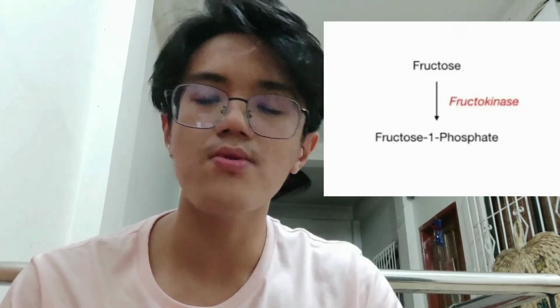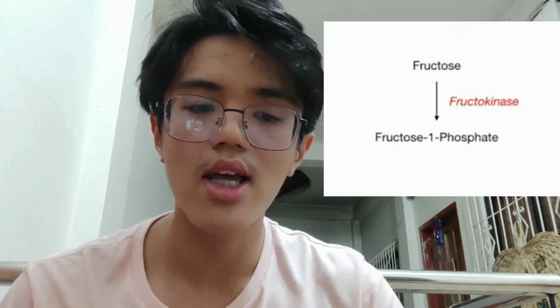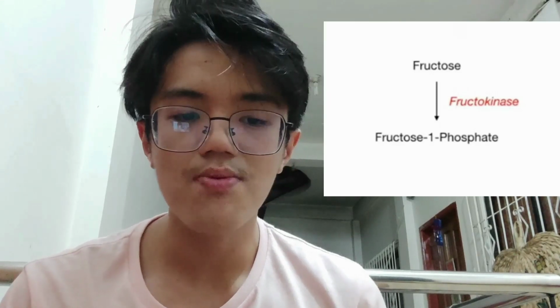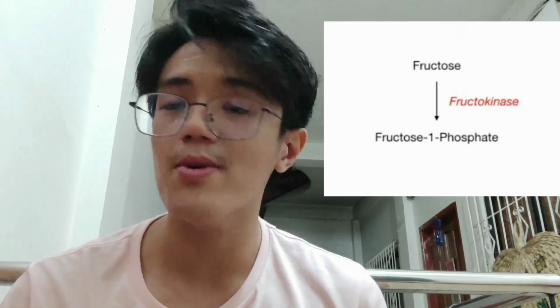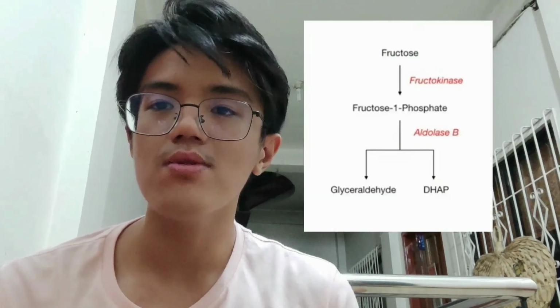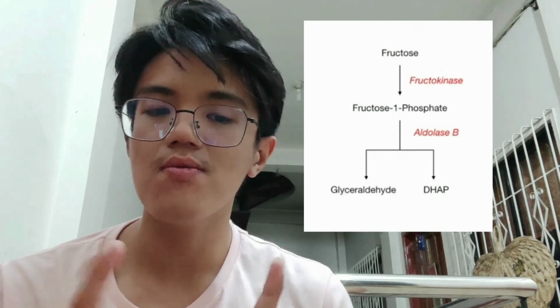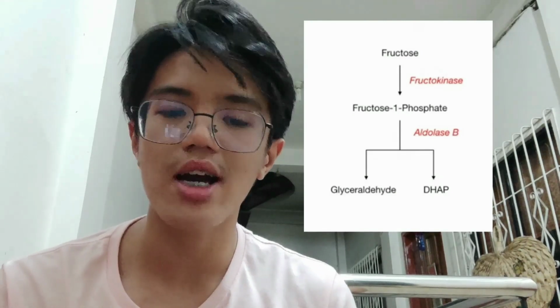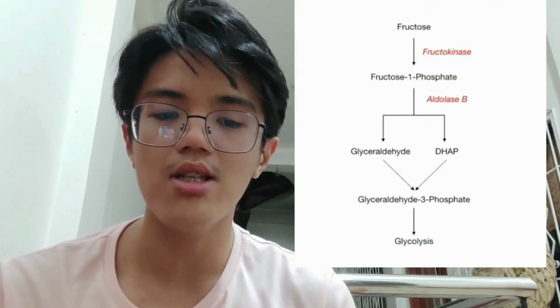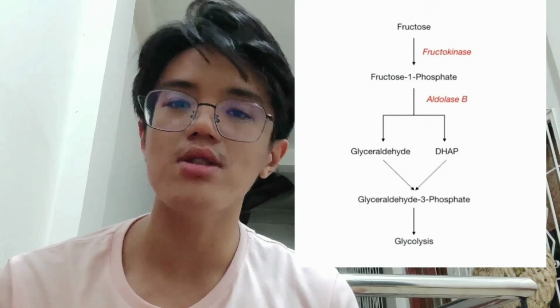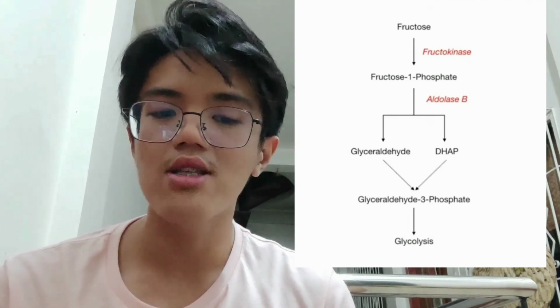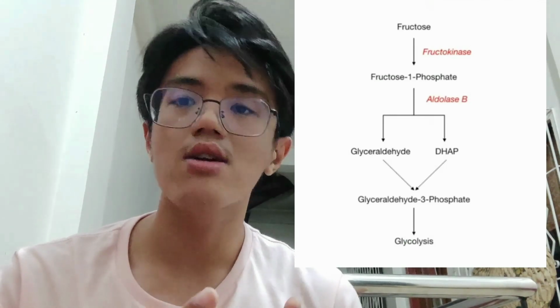Now let's look into the pathway of fructose. So fructose is converted to fructose 1-phosphate, and the enzyme that catalyzes it is fructokinase. So let's just remember, kinase means a phosphate group gets added. Fructose 1-phosphate can go to two different paths, which are glyceraldehyde and DHAP, and these two can form glyceraldehyde 3-phosphate, otherwise known as G3P, and this is the entryway to glycolysis.